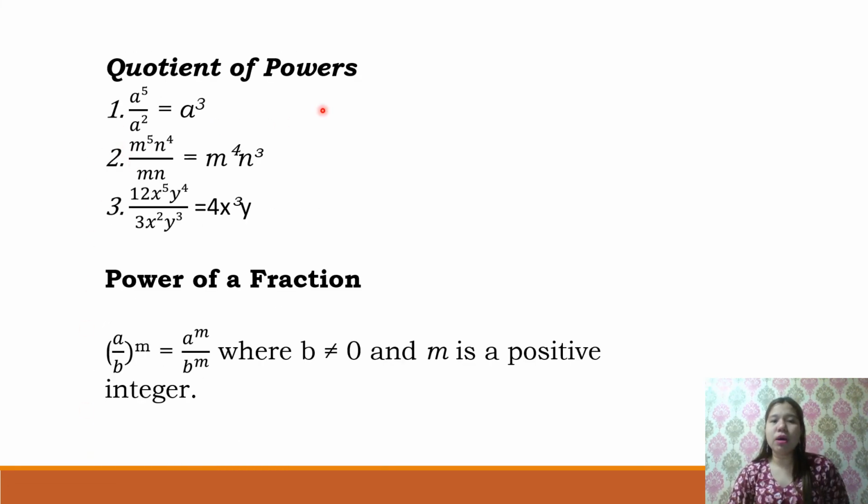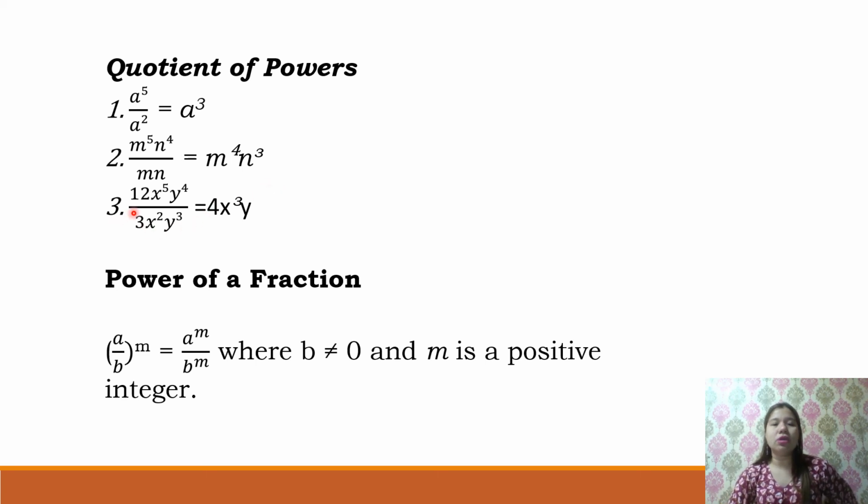For the quotient of powers, we have number 1, a raised to 5 over a squared. So minus natin yung exponents, 5 minus 2 is 3. That's why we have a cubed. For number 2, m raised to 5, n raised to 4, over mn. So, ang exponent ng dalawang itong letters, dalawang variable ay 1. So, 5 minus 1 is 4. That's why we have m raised to 4. And for n, we have 4 minus 1 is 3. The answer is m raised to 4 n cubed.